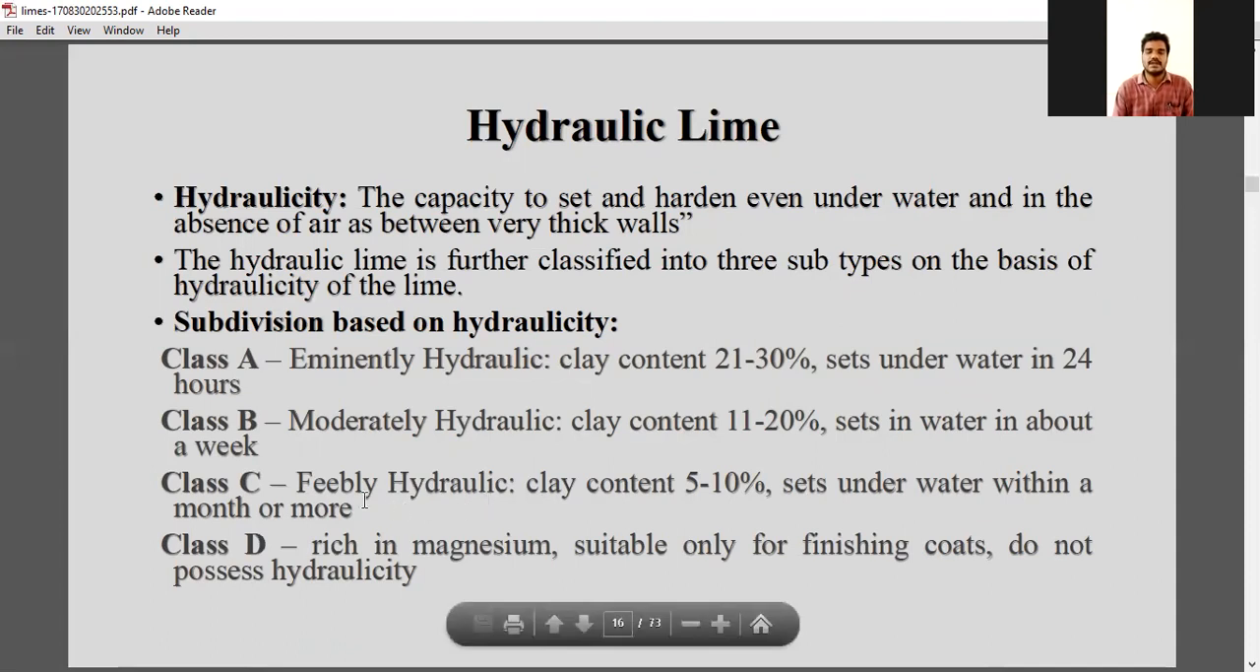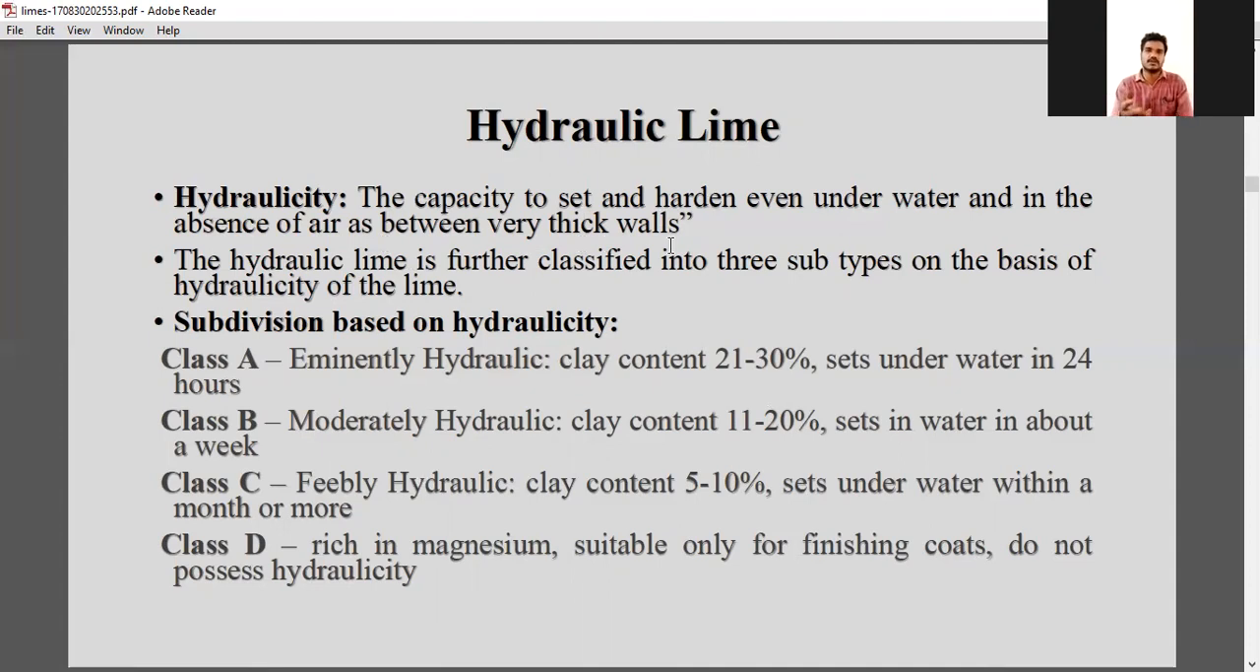And feebly hydraulic, class C, clay content 5 to 10%, and rich in magnesium, suitable only for finishing coats, plastering purpose. Okay. Now, what is hydraulicity? The capacity to set and harden even under water and in the absence of air, as between very thick walls.